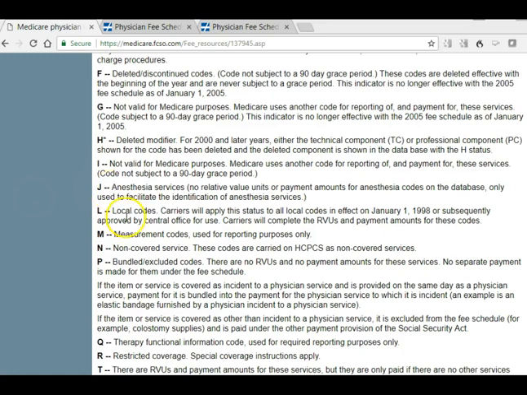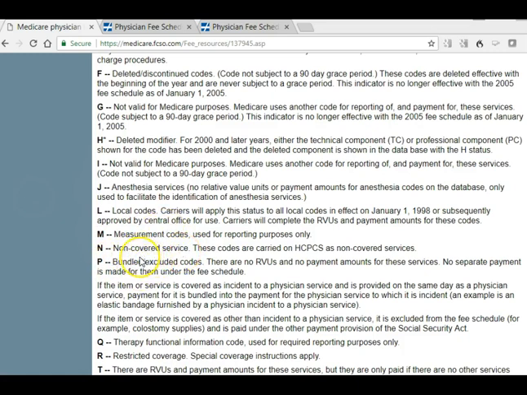Okay. L codes you shouldn't see anymore at all because the local codes went away with HIPAA in 2003. Measurement codes, these are part of PQRS and MACRA. So these are just measurement codes, meaning that Medicare is aware of them for reporting purposes, but there's not expected to be a reimbursement or RVUs or any work value associated with them. They're purely for reporting purposes only. Okay, so N is non-covered services.